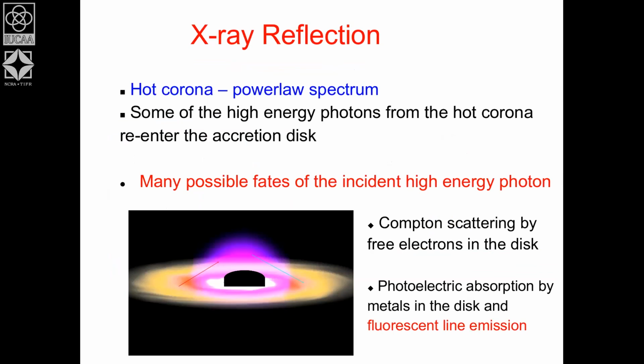So let's consider this picture. The X-ray radiation, the broadband X-ray power law radiation, is arising from this hot corona due to repeated inverse Compton scattering.